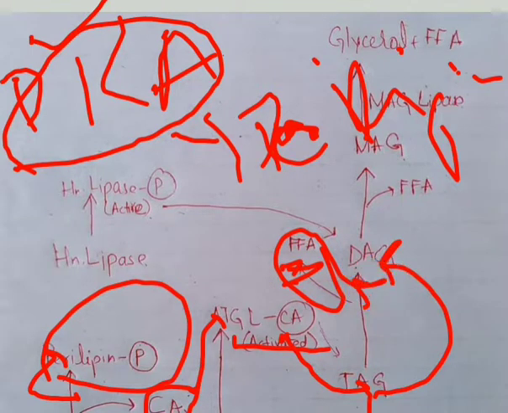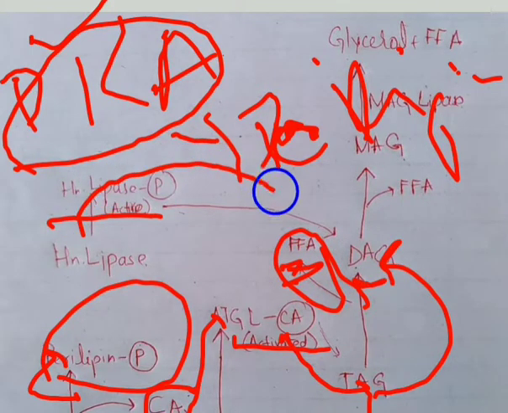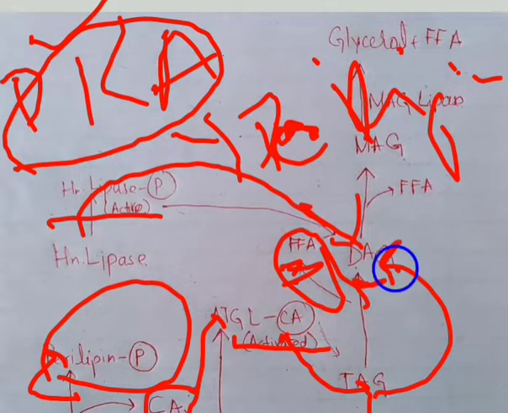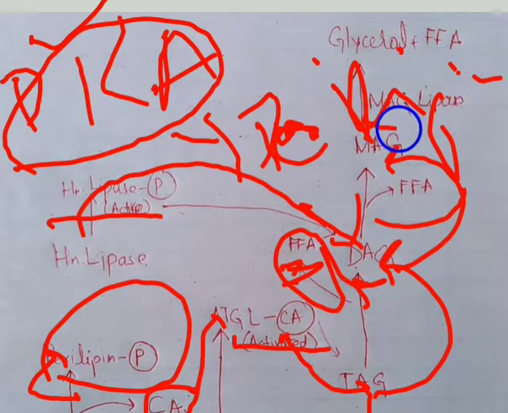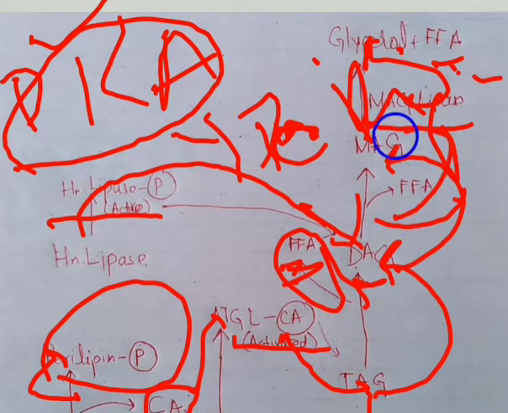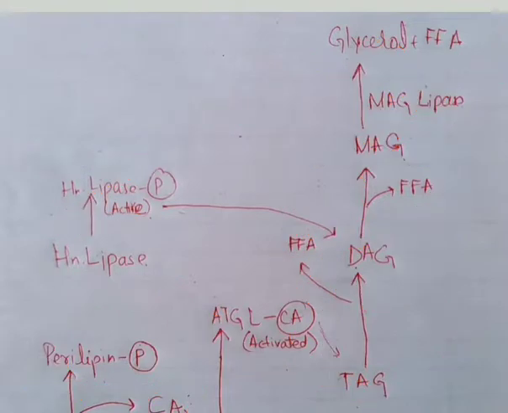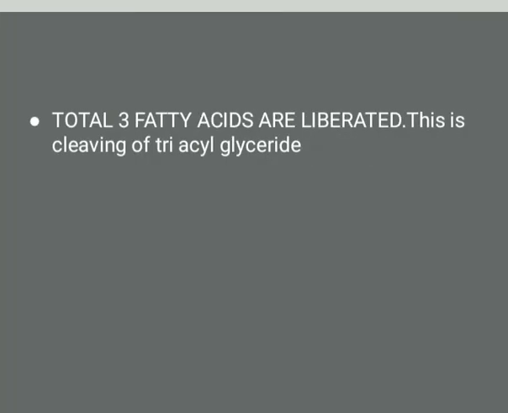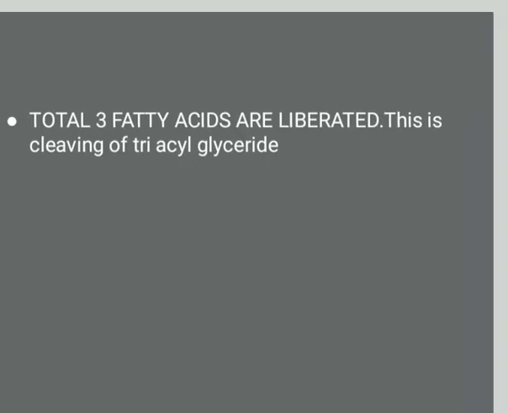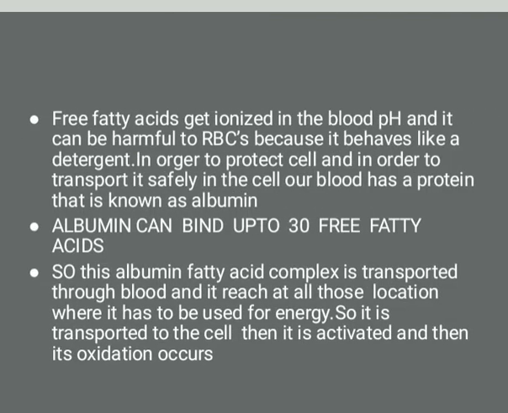On the diacylglyceride, when hormone sensitive lipase in its activated form acts, this diacylglyceride is converted to monoacylglyceride, and then with the help of monoacylglyceride lipase, it is converted into glycerol and free fatty acid. From the diacylglyceride to monoacylglyceride, another fatty acid was removed. So in total three fatty acids and one glycerol molecule are formed. Total three fatty acids are liberated. This is the cleaving of triacylglyceride.